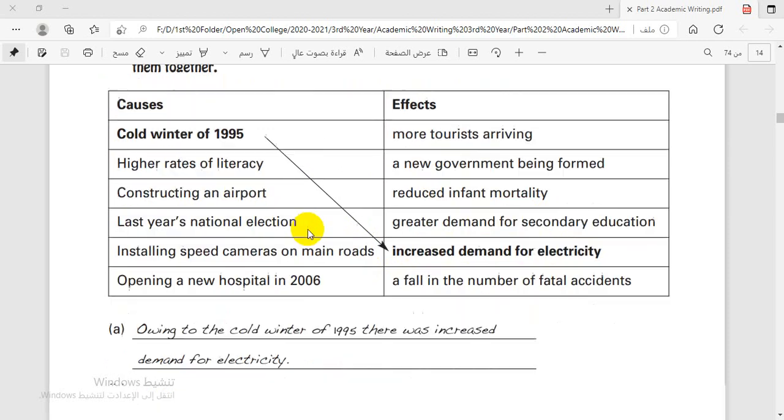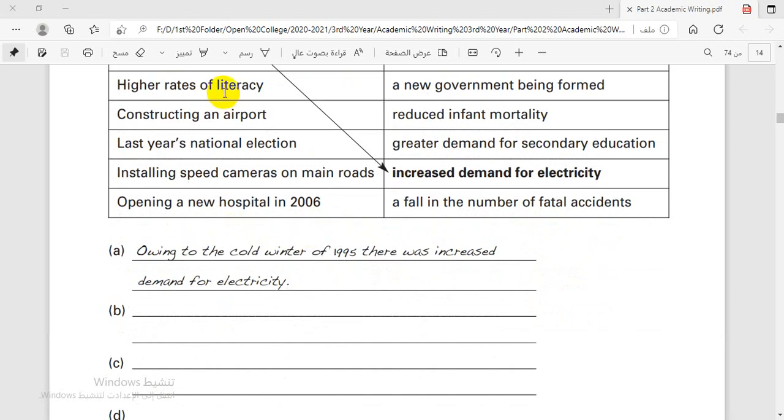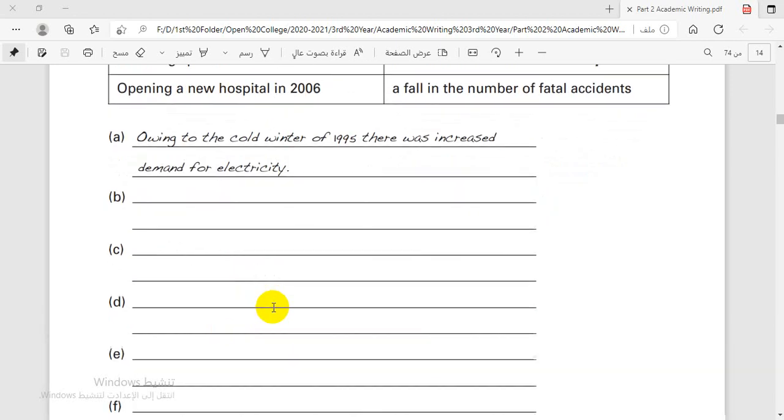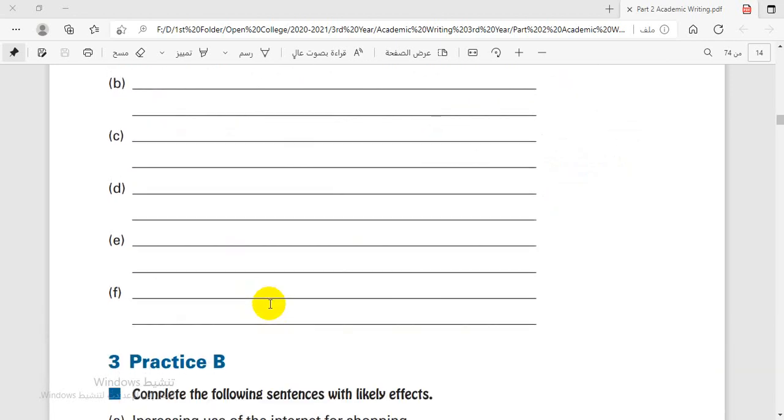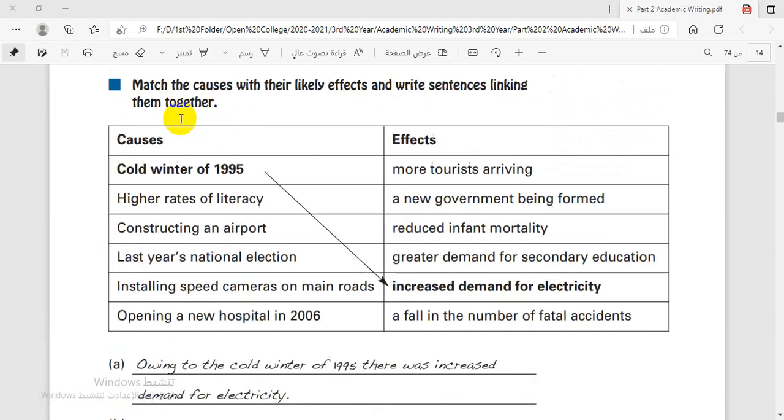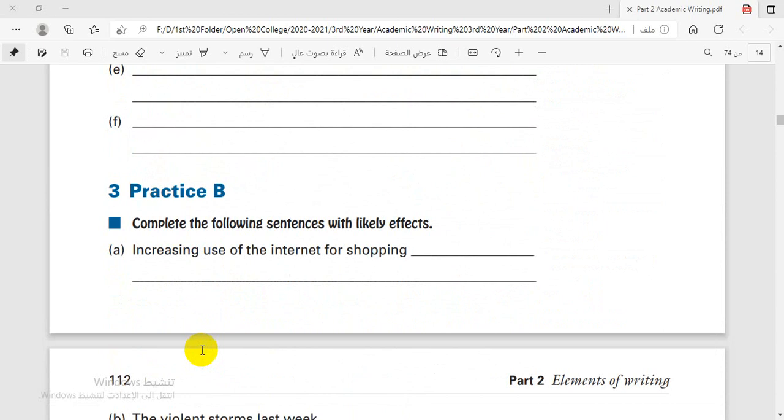And after that, I'd like you to copy the complete answer in these lines. There are only 5 lines left for these 5 sentences. Let's move to another activity.